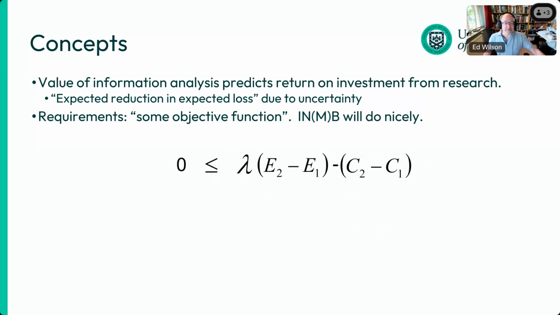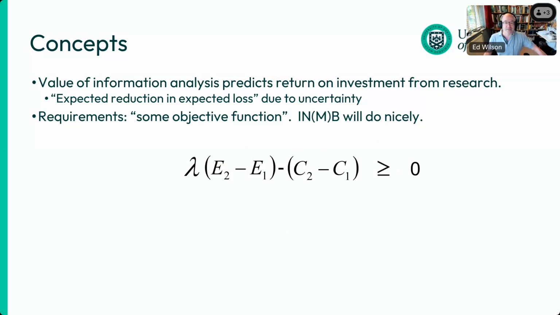We can then shuffle everything onto one side of the equation, which gives us what we call the incremental net benefit, which is simply the value of the added health gain, the value of the added QALYs, less the added cost, has to be greater than or equal to 0. And let's just flip that around to make it read from left to right rather than right to left. So this is what we call the incremental net benefit.